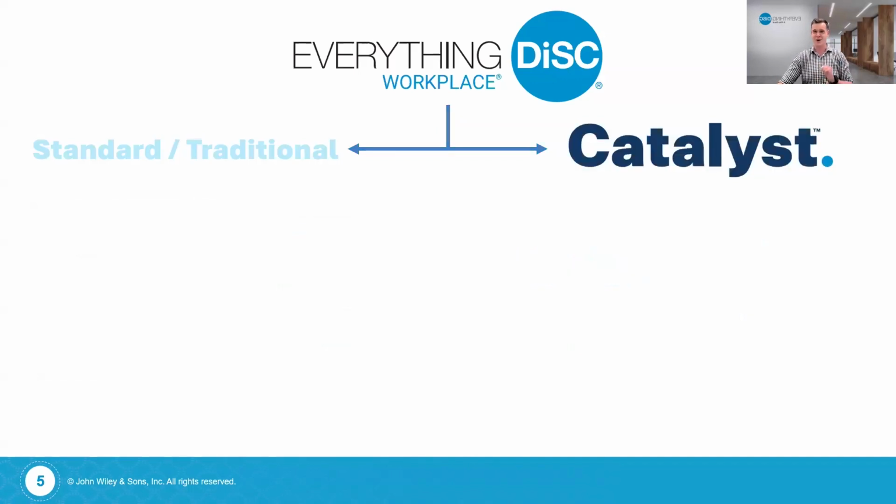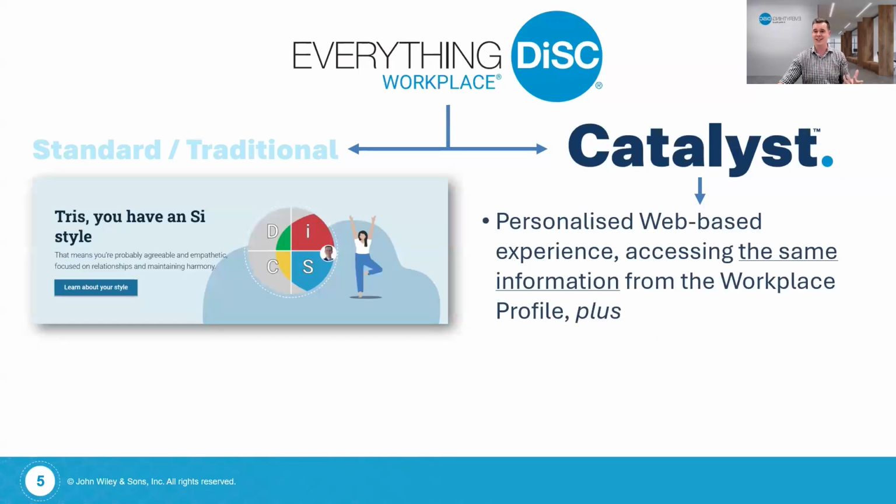This is where the Catalyst profile really comes in and shines as well. With the Catalyst version of the Workplace Profile, you're getting a personalized web-based experience, but you're accessing the same information that you're used to from the standard or traditional Workplace Profile, just delivered a little bit differently. And that is really the crucial aspect here. It's that web-based version, something that people are very much used to using, especially if they're spending a lot of time on the computer. It's nice and readily available. So you have that material accessed via a web page instead of a report.